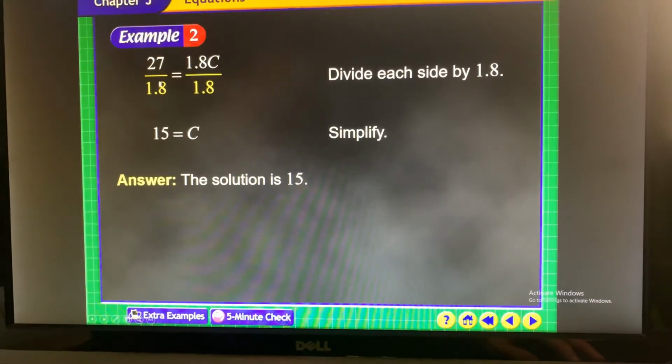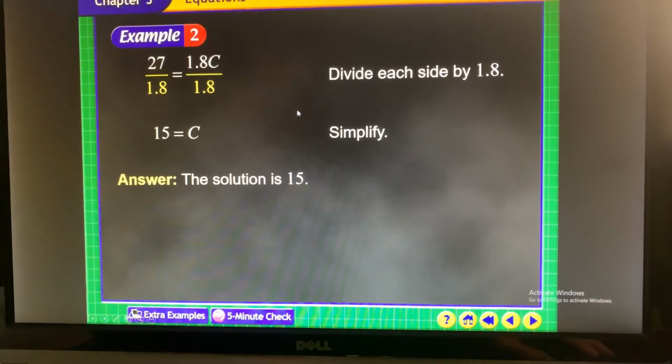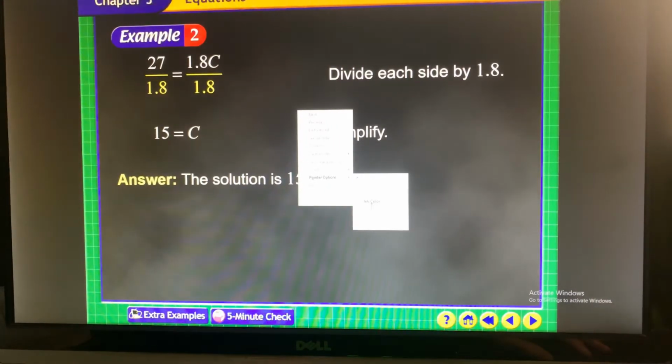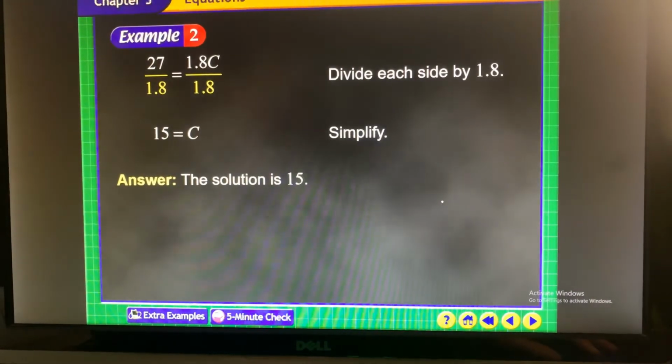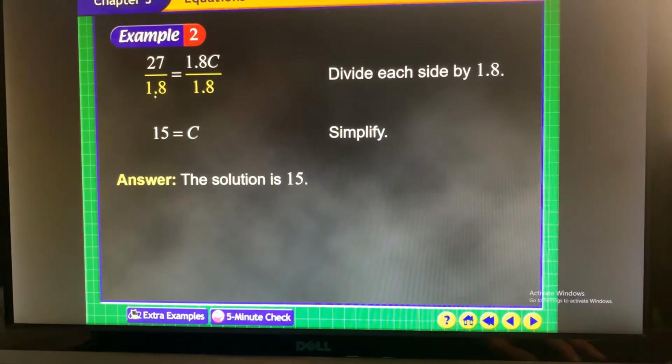Just remember, you can't divide with the denominator, the divisor, having a decimal. So if you move it one place here, you've got to move it one place here, or be smart and just multiply both sides by 10. And then it would be 270 is equal to 18C.